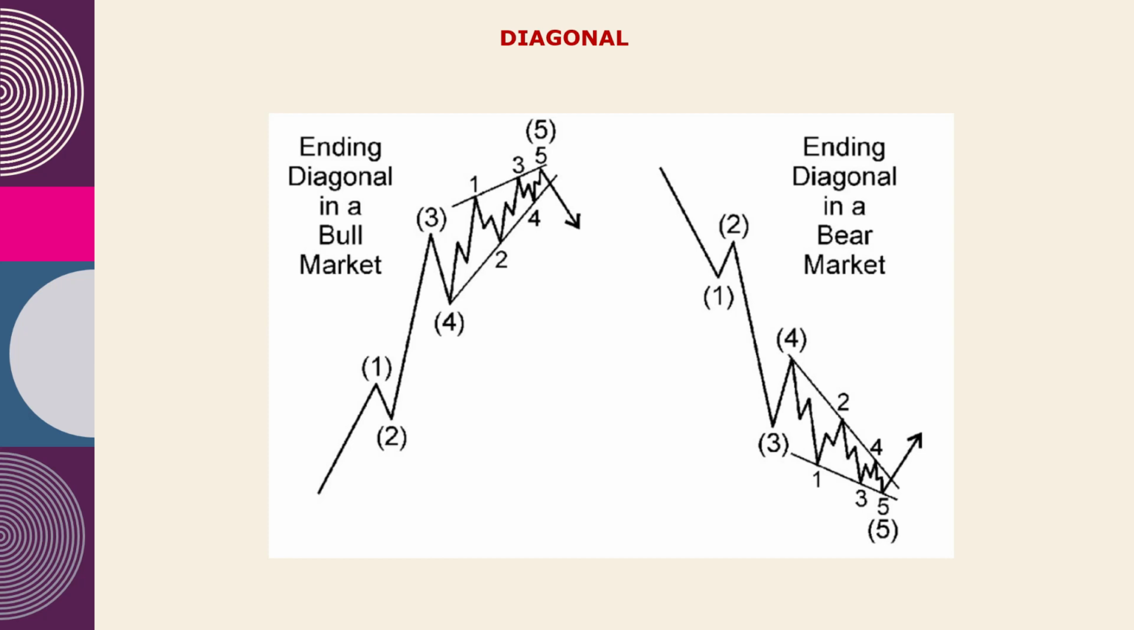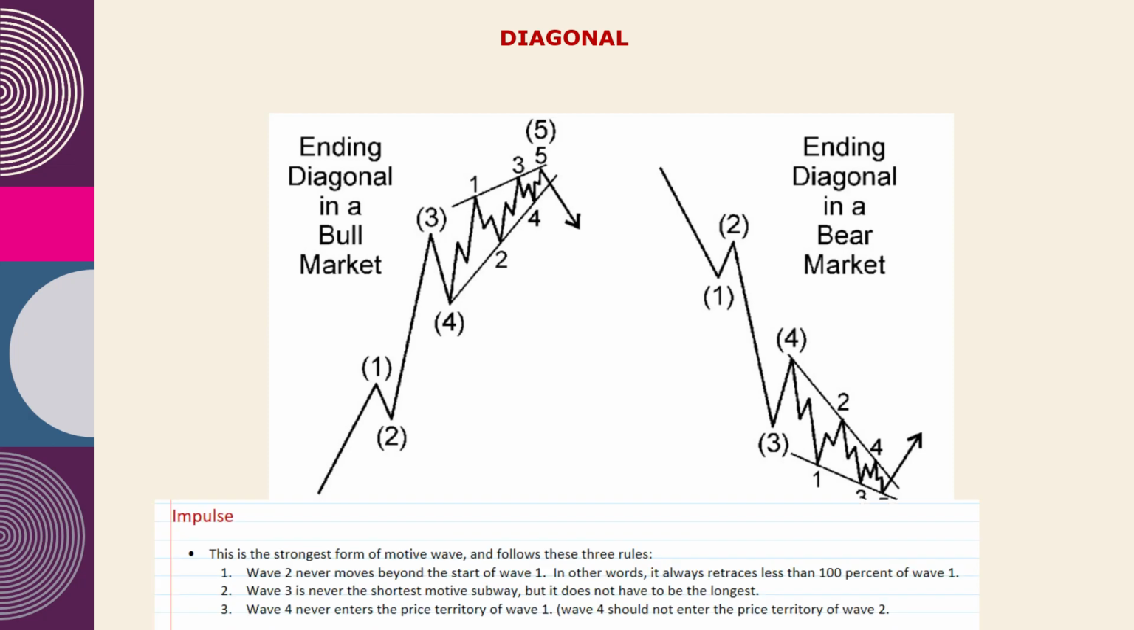In motive wave, till now we discussed about impulse wave. Now we are going to discuss about diagonal waves. Diagonal and impulse waves are both motive waves. We already discussed. Diagonals differ significantly from impulse waves in that they follow the first 2 rules but not the third rule about wave 4 never entering the price territory of wave 1.